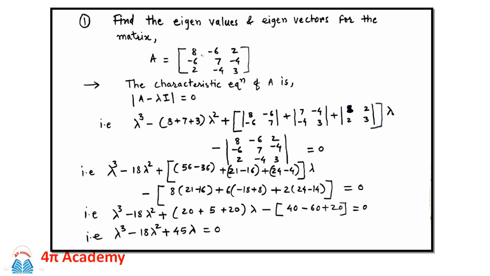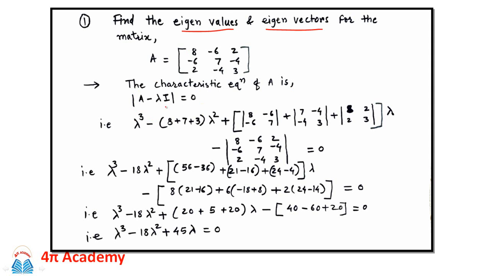So we are taking the same example from the previous lecture: suppose we have the matrix A, which is 8 minus 6 2, minus 6 7 minus 4, 2 minus 4 3. First of all you need to find the eigenvalues and eigenvectors for the matrix. To find the eigenvalues you need the characteristic equation, and the characteristic equation is determinant of A minus lambda I is equal to 0.